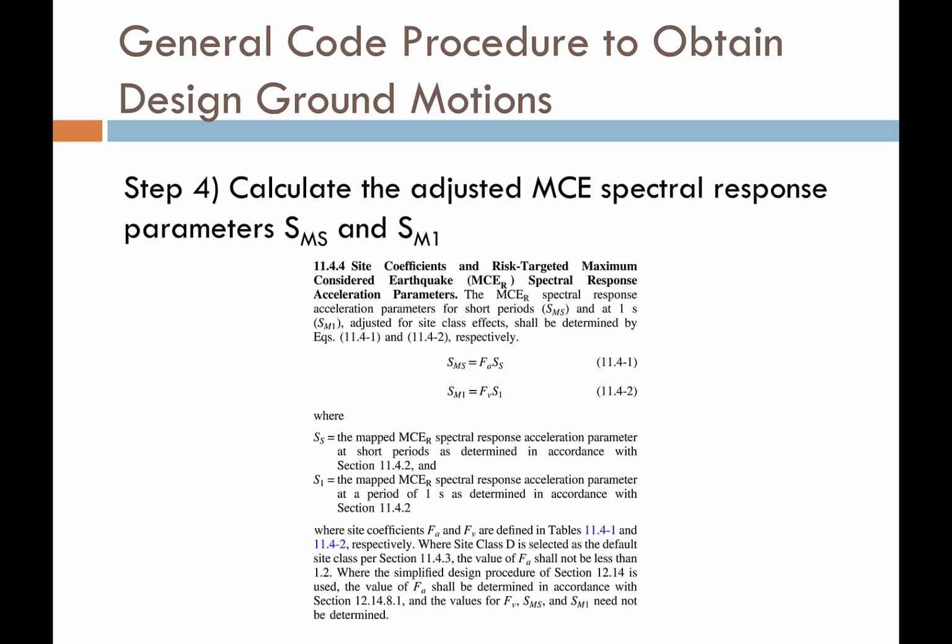Once you have your FA and your FV parameters, you're going to compute the risk-targeted maximum considered earthquake response acceleration parameters. Those are called SMS and SM1. The M in there is MCE. So all this is you're just going to multiply the bedrock spectral accelerations you got from the maps by their corresponding site coefficients, FA and FV respectively. And that's how you get SMS and SM1. Okay? And those correspond to MCE ground motions.